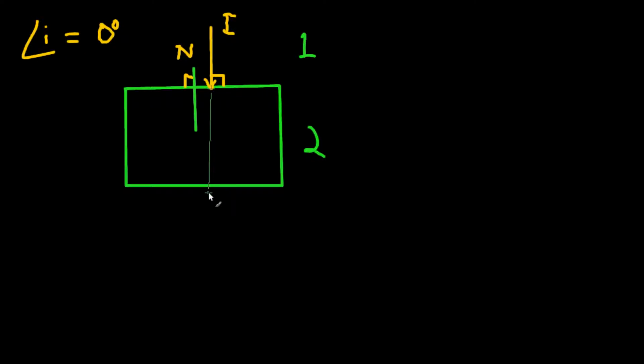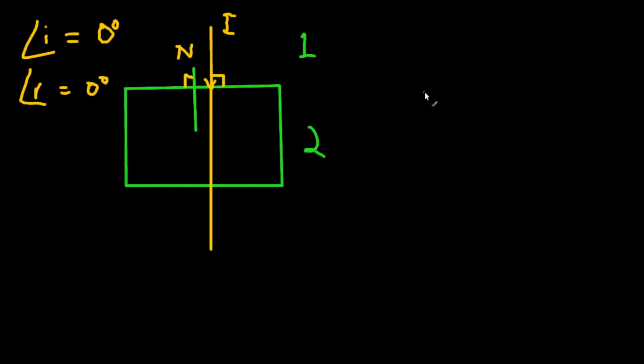It's going to go straight through, something like this. It's not quite straight, but it's going to go straight through without getting deviated at all. So you can say that the angle of refraction is also equal to 0 degrees. This is the first condition.